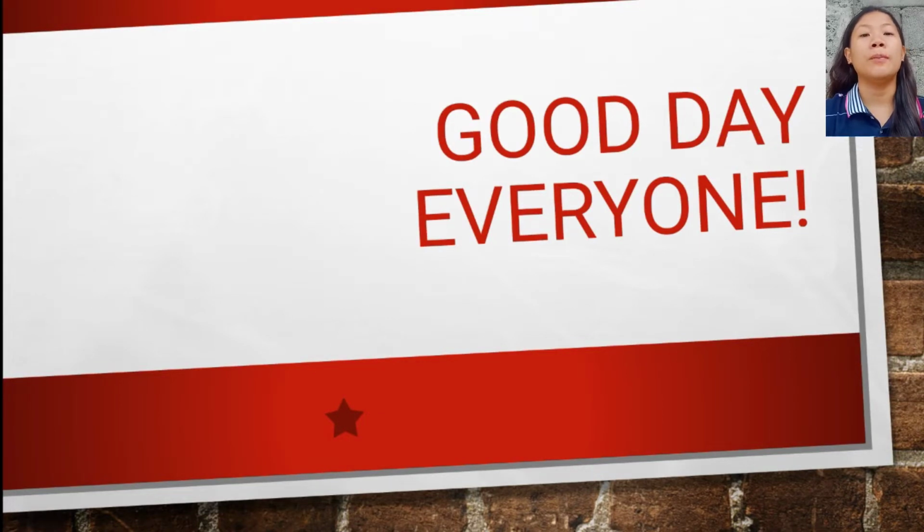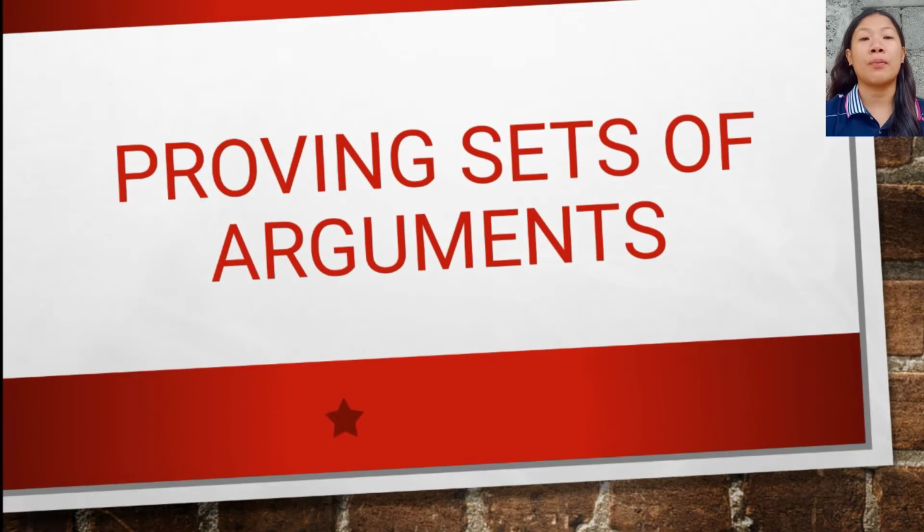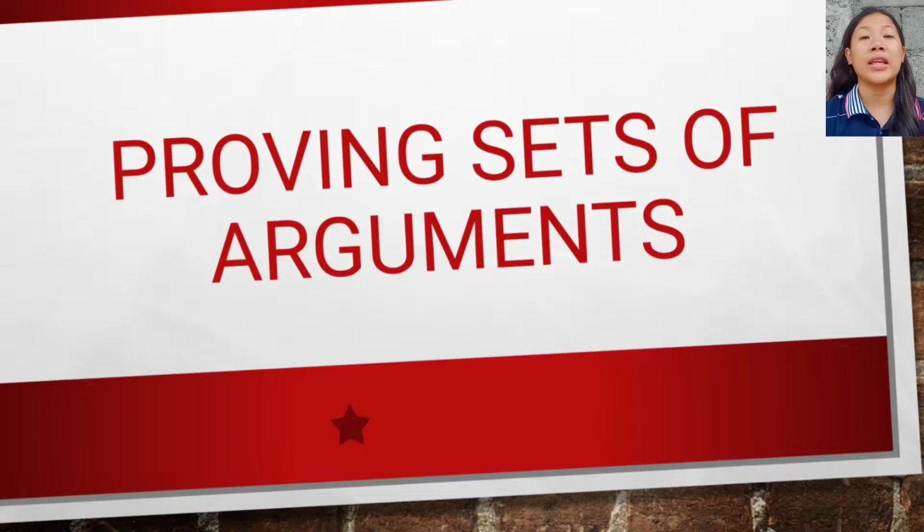Now, we will prove sets of arguments. Before that, we were going to explain first what is an argument for us to understand well what it is. So what is an argument? An argument consists of a set of statements called premises and a conclusion.